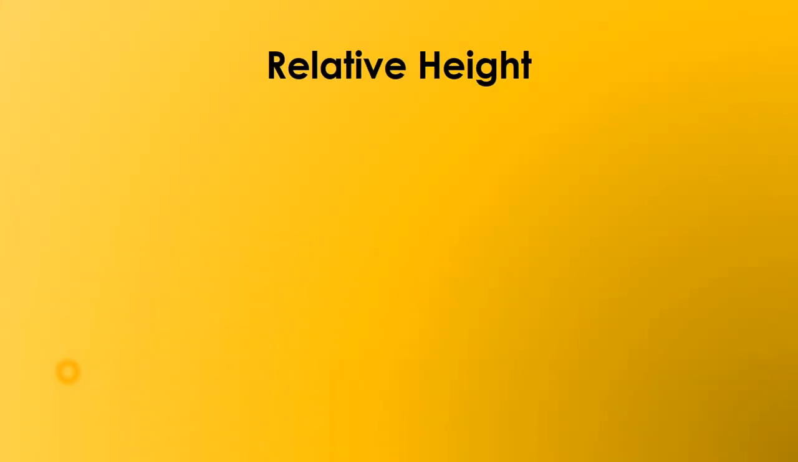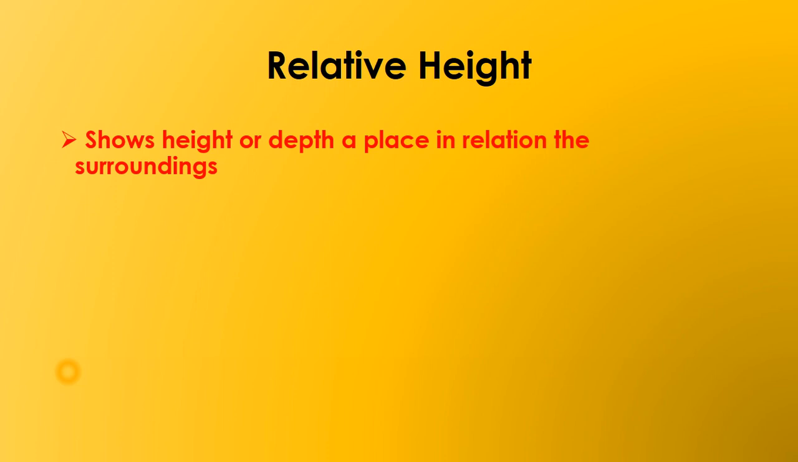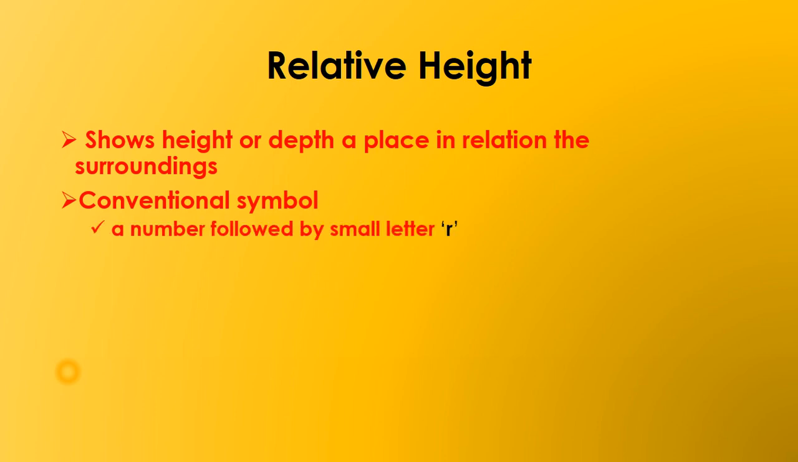And the last one is relative height. Relative height shows height, or sometimes it can show the depth of a place also. So that is not the actual height from the mean sea level. It is the height or the depth of a place in relation to the surrounding area. Now the conventional symbol for relative height is a number followed by a small letter r. It will be written most of the time in black color, or sometimes in blue color.